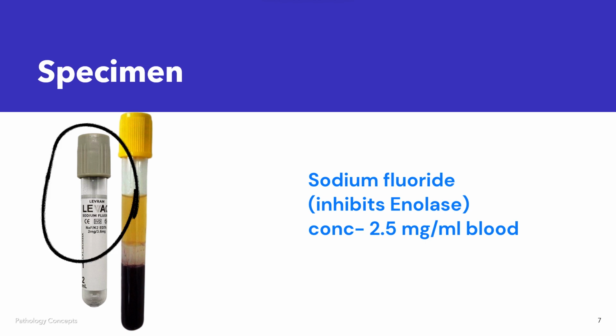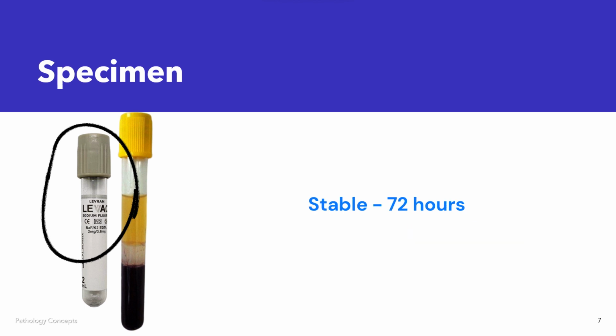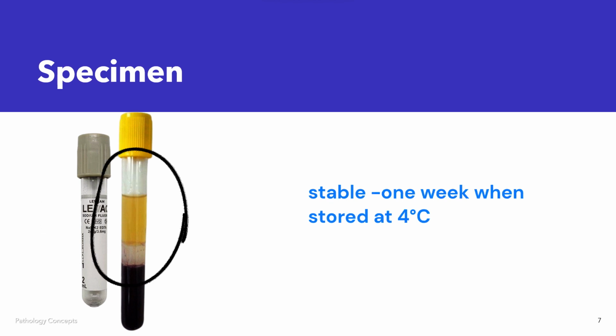Sample should contain a glycolysis inhibitor, which is sodium fluoride, which inhibits enolase enzyme. The concentration of fluoride will be 2.5 mg of fluoride per ml of blood. Glucose concentration is stable for 72 hours at room temperature with fluoride. The glucose concentration does not change in serum or plasma samples collected in tubes that contain a gel separator. The glucose in these tubes is stable for at least 1 week when stored at 4 degrees centigrade.